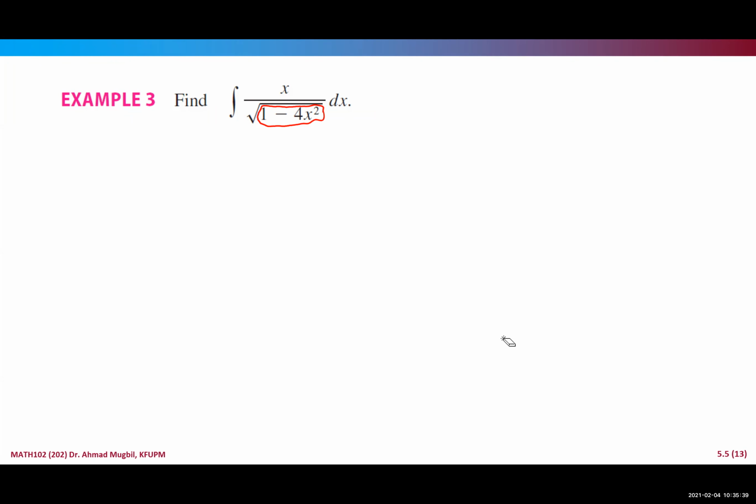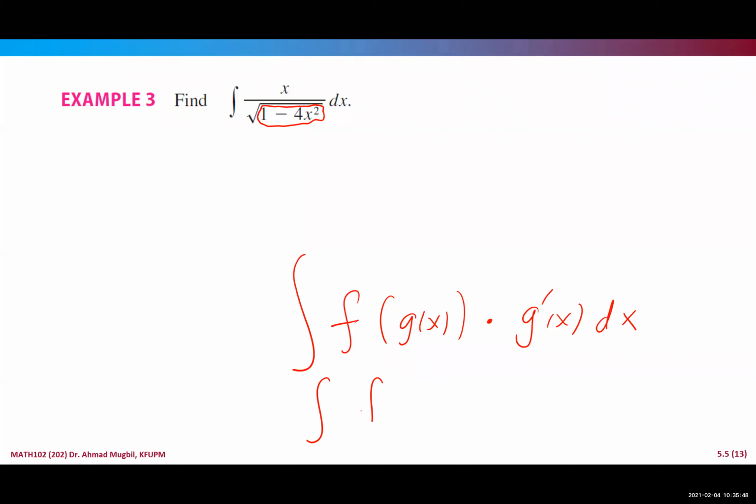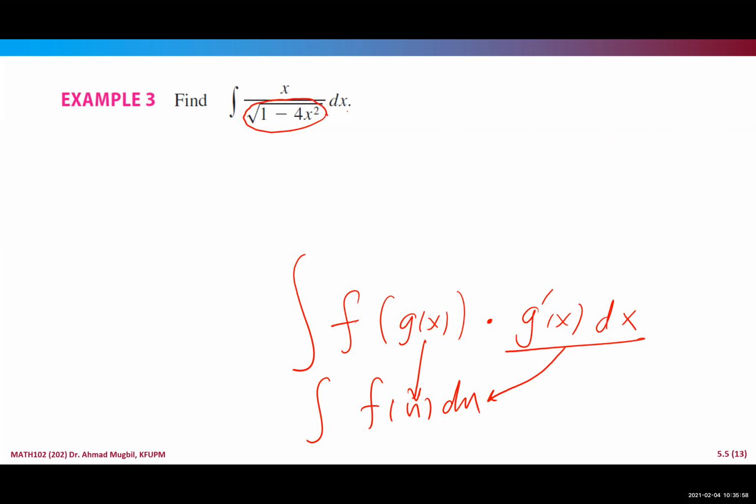Here, shabab, we should recall the substitution rule. The substitution rule says if you have a function of another function multiplied by the derivative of the inner function, then you can integrate this by substitution and it will be like this. This is the u and this is u. Now here in our case, this is our f, the function that we are looking for, and this will be the derivative.